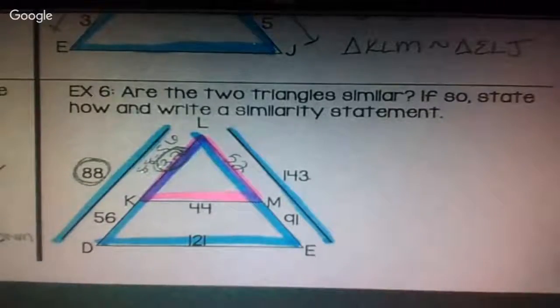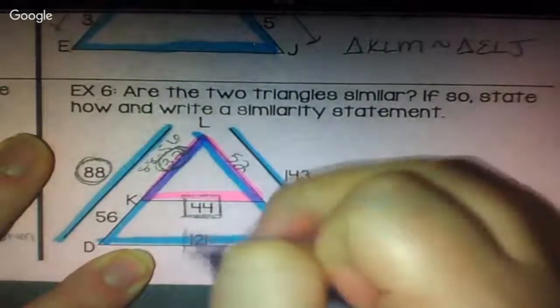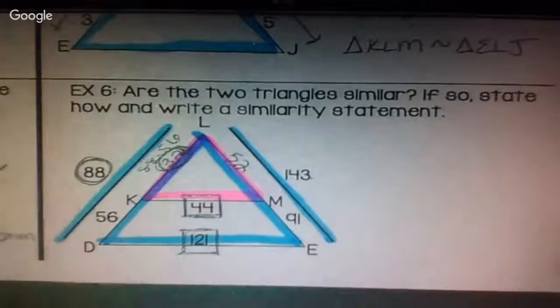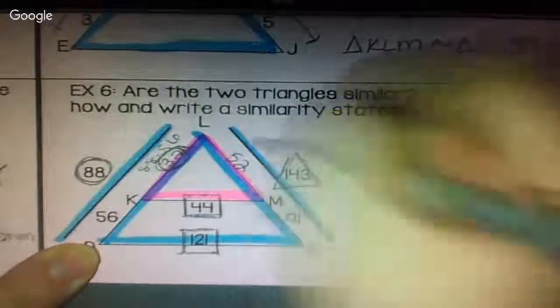Okay. So 32 would pair with 88. What would 44 pair with? Whatever number is on the 121. And 143 would pair with 52.